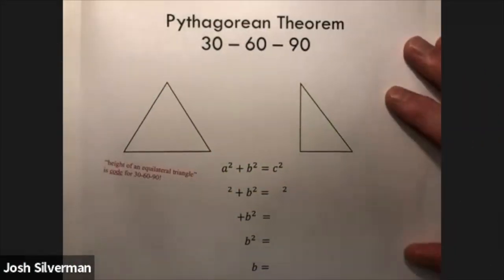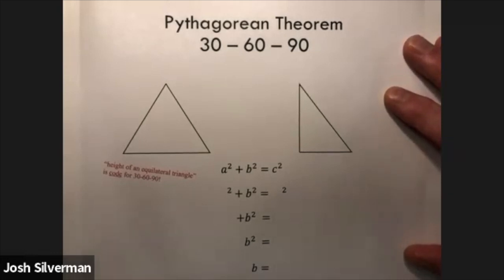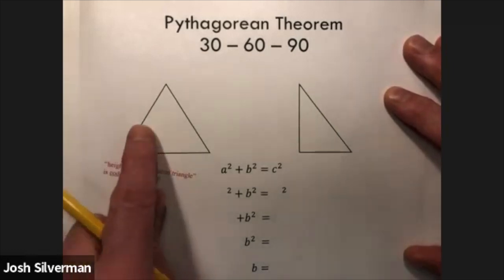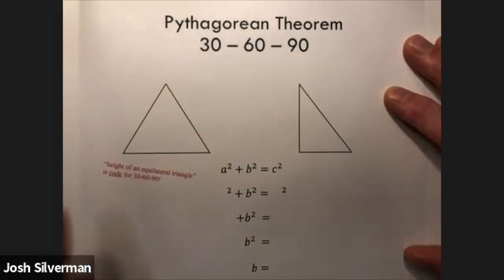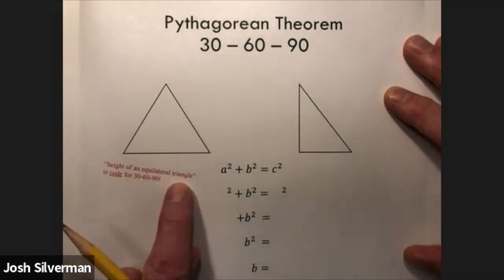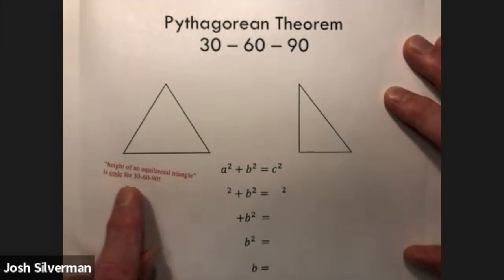Today's topic, Pythagorean Theorem 30, 60, 90 special right triangles. Let's take a look. All right, the first thing you got to know about a 30, 60, 90 is this. It comes from somewhere. A 30, 60, 90 comes from an equilateral triangle that has been cut in half down the middle. That is why height of an equilateral triangle, that is code for 30, 60, 90. Anytime that you see the words height of an equilateral triangle or a figure that shows the height of an equilateral triangle, that's code for 30, 60, 90.